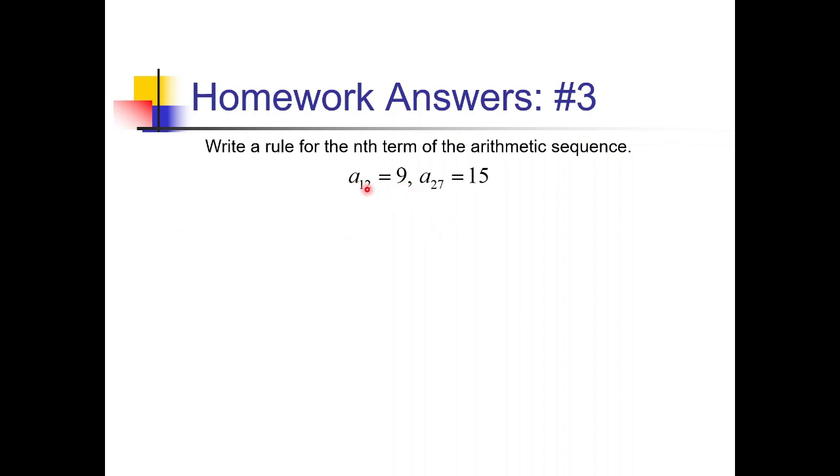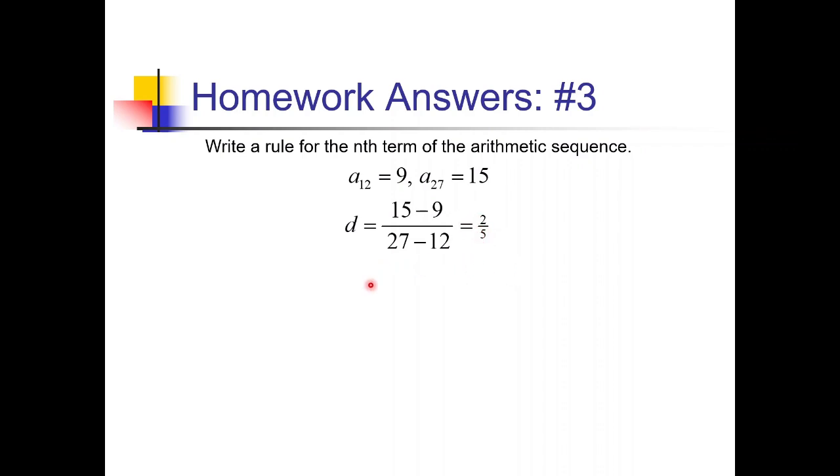Since these terms are not right next to each other, I can't just subtract 15 minus 9. I need 15 minus 9, but I also need the difference of the indexes here, 27 minus 12. This is basically the slope formula, y2 minus y1 over x2 minus x1. So this is going to be 6 over 15, which I could reduce if I wanted to 2 over 5. All right, so I've got my common difference.